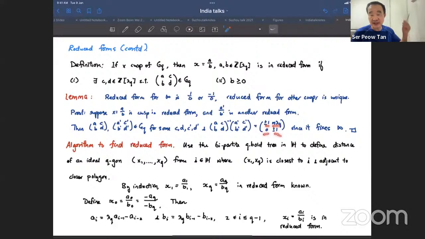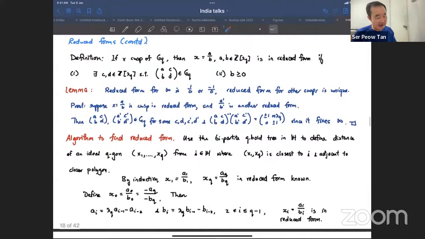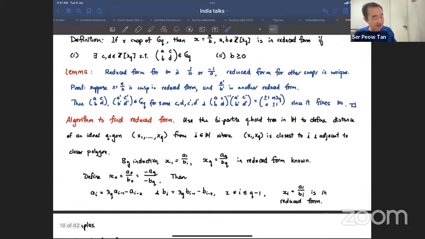Because the stabilizer of infinity is generated by 1 lambda, Q, 0 1. So you just bring this over to the other side and multiply things out, and you find that in fact A prime equals plus or minus A, B prime equals plus or minus B. The normalization that B is bigger or equal to 0 means that A equals A prime, B equals B prime. So the proof is quite simple, but it justifies our definition in some sense.